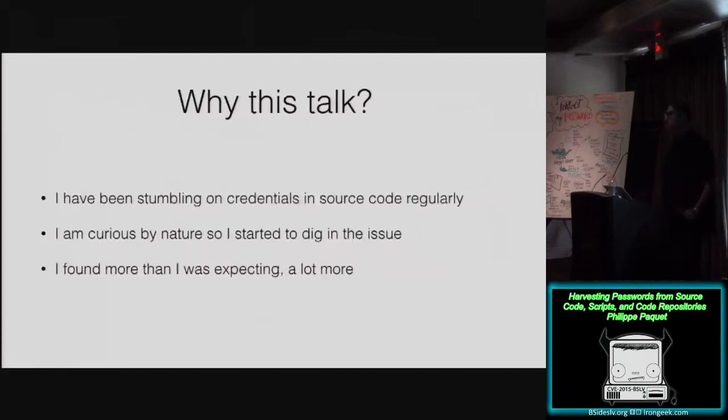So why this talk? I've been stumbling on passwords in source code very, very regularly and getting some amount of frustration about it. And because I'm curious by nature, I started to dig in that area, and I found a lot more than I was expecting. I was expecting to find in some repository just a few passwords, some credentials, and what I found was actually very impressive. If you want to own a desktop network, you're going after the domain controller. If you want to own the data center, go after the code repository. Everything is there.